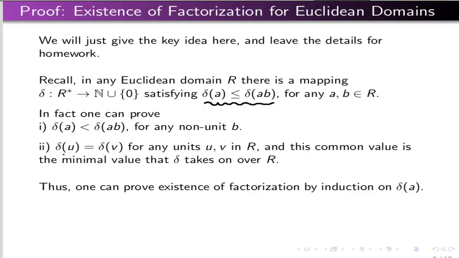So you assume that all objects where the delta value is less than a given n can be expressed as a product of irreducibles. You consider a new object whose delta value is n, and then there's two cases. If that object is irreducible, you're done. And if it's not irreducible, well, it's a product of two things whose delta value is strictly smaller. And then by the induction assumption, you win the game. So you can work out those details if you're interested.